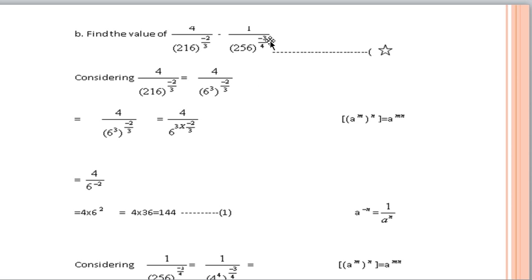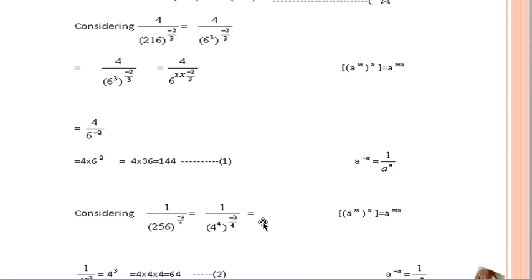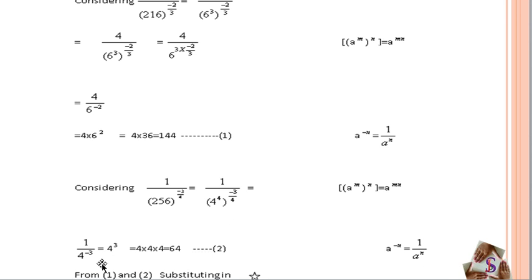Now we are considering the next term, that's 1 by 256 to the power of minus 3 by 4. Now 256 can be written as 4 to the power of 4. So again we can see it is raised to another power. So we can apply the power law and write this as 1 by 4 to the power of 4 into minus 3 by 4. 4 gets cancelled. So it's 1 by 4 to the power of minus 3.